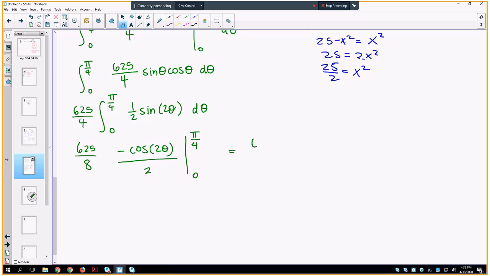I have 625 over 16. Cosine of 2 times pi over 4, cosine of pi over 2 is 0, whereas cosine of 0 is 1. So that doesn't seem quite right. Let's see.